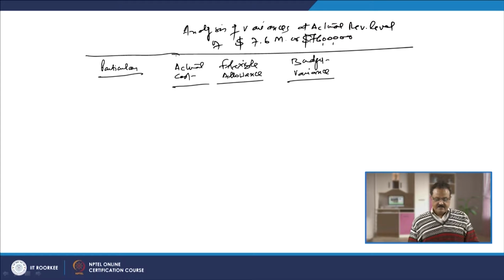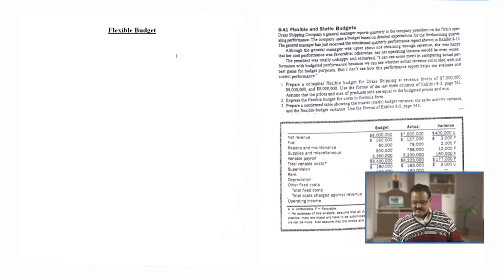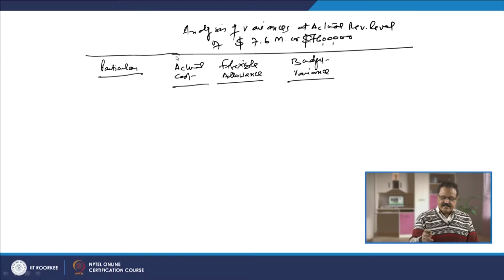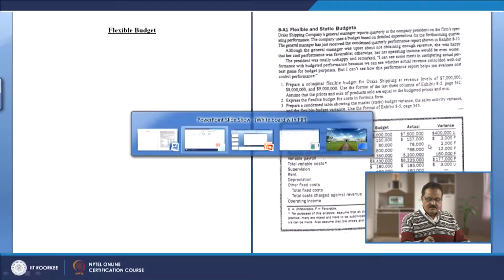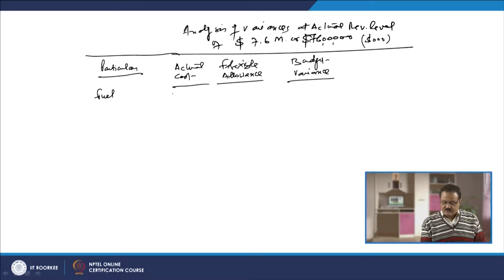Now, we will take here the first head of the expense. If you go back to the problem, the first head of the variable expense is the fuel. So, we will say here what was the actual cost of the fuel? I will take the figures in dollar thousands, right. So, how much is the actual cost of the fuel at the 76 lakhs? That is $157,000.